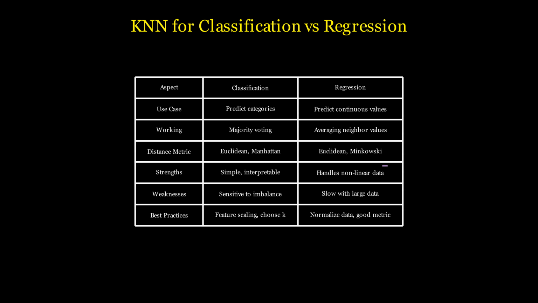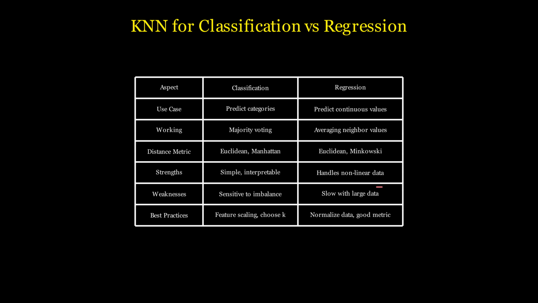Let's explore the strengths of KNN. For classification, KNN is simple to implement and highly interpretable, making it a good choice for small datasets. For regression, KNN can handle nonlinear relationships in the data, which is useful for complex problems.